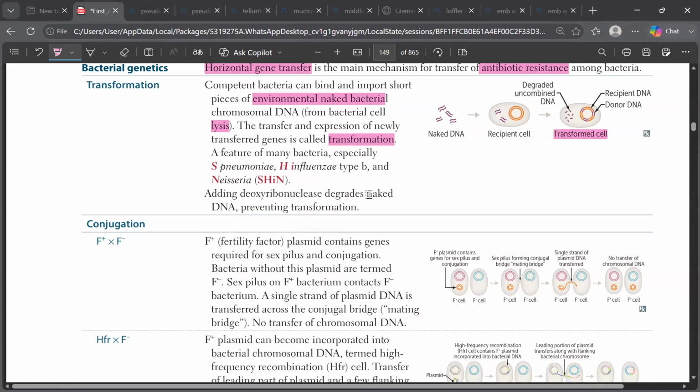Adding deoxyribonuclease degrades naked DNA, preventing transformation. So if you add deoxyribonuclease, it degrades the naked DNA and prevents this transformation, which is important clinically.